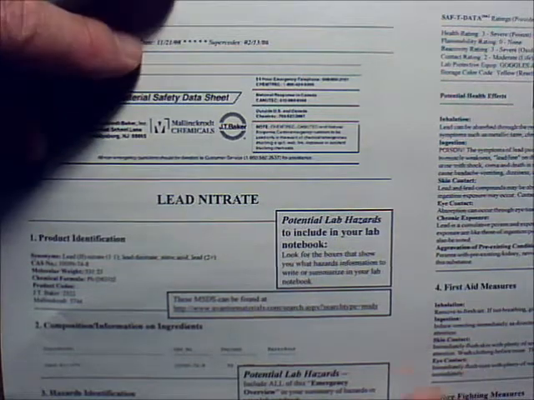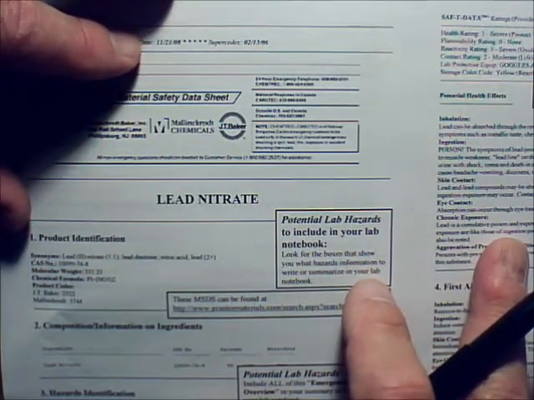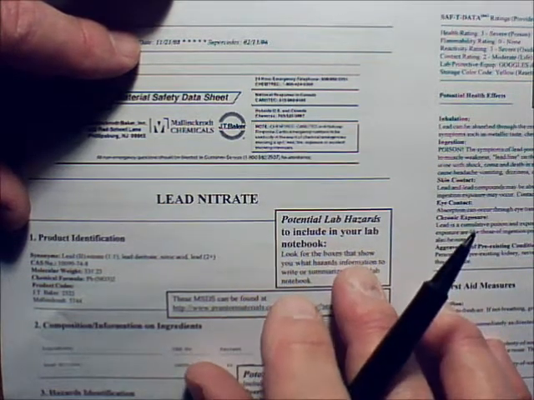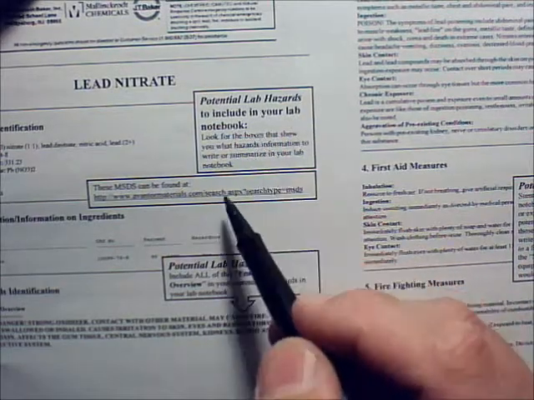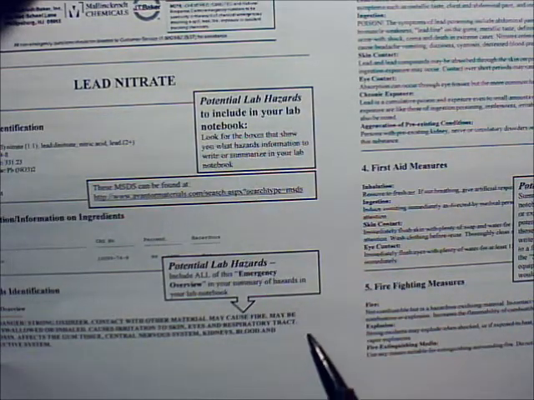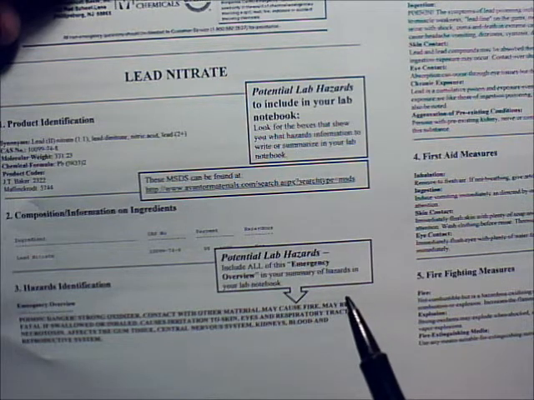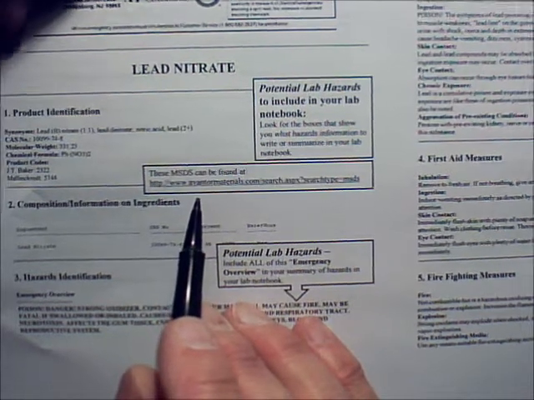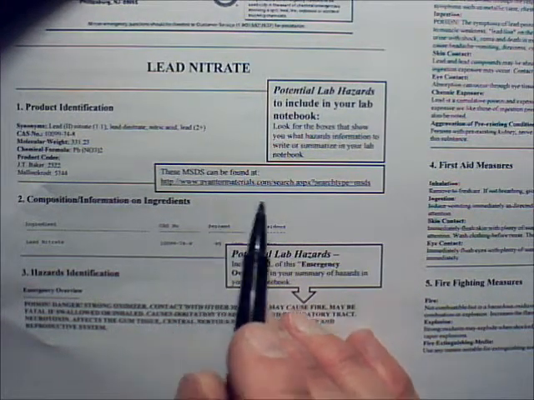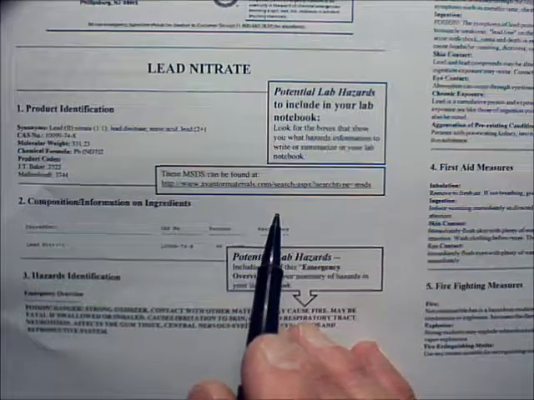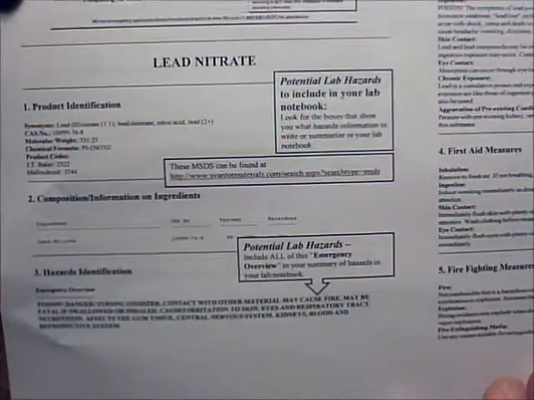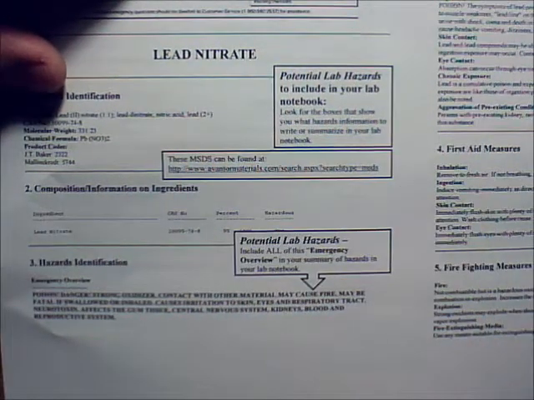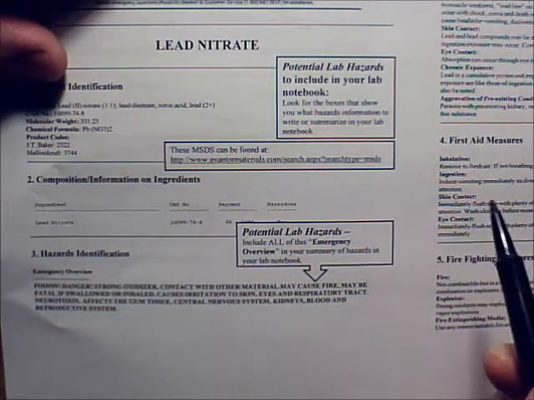All right? And this actually goes through in some detail explaining what those hazards are. Now, in your lab notebook, you need to record some of the basic hazards. What I've done is I have stuck in here some notes to you about what I expect to see in your lab notebook for hazards. I've also given you the website address to find this same MSDS or any other MSDS that comes from what used to be Mallinckrodt Baker. It's now another company, it was bought out. But I like the way they lay out their MSDSs, and I like to use them. I think they're easier to read and understand.